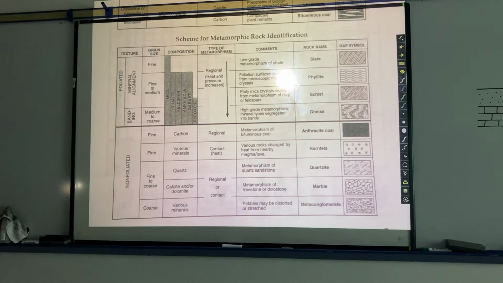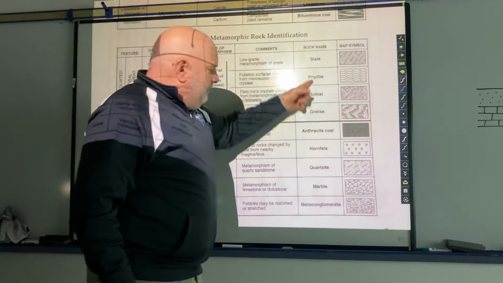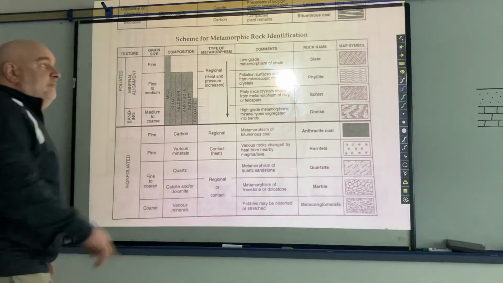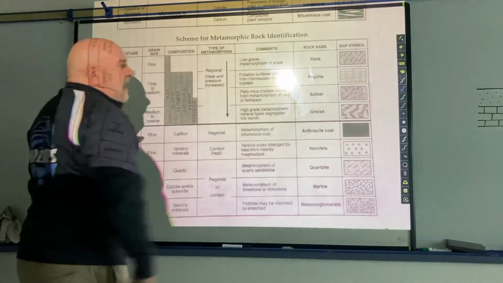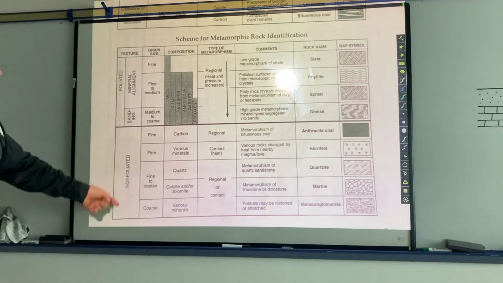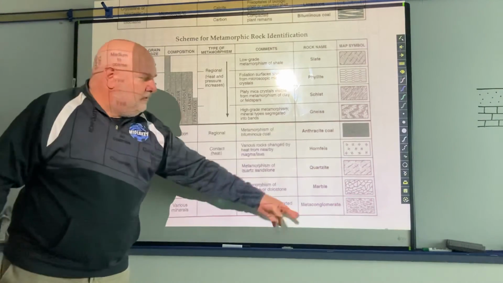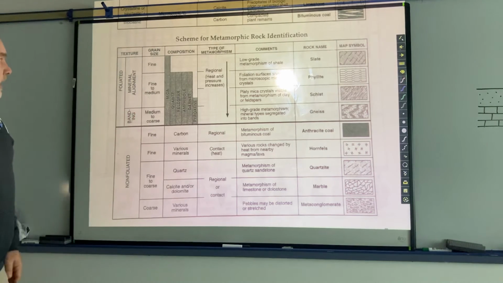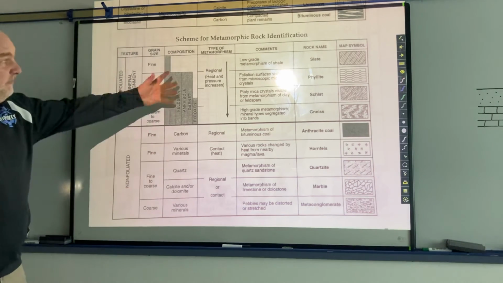And what this shows you is the various names of some common metamorphic rocks. Right here, foliated. So these are the foliated metamorphic rocks. They have flattened crystals. The non-foliated ones don't have flattened crystals. Bandings right there in the chart. Got the grain size, composition.